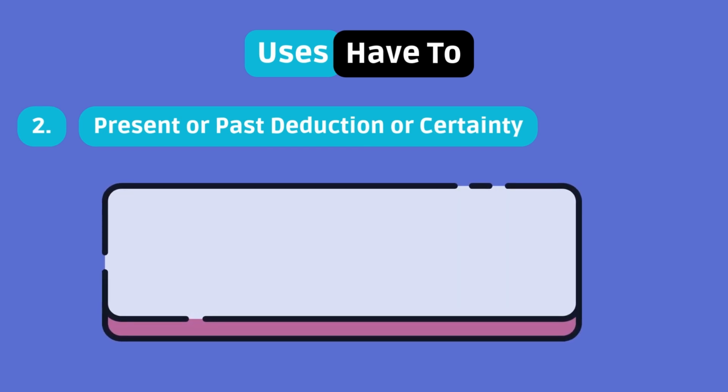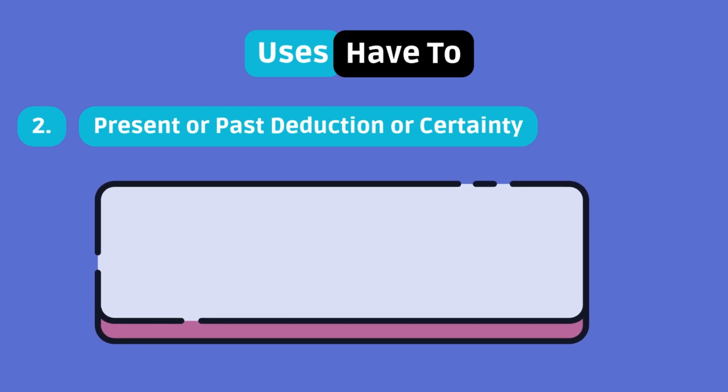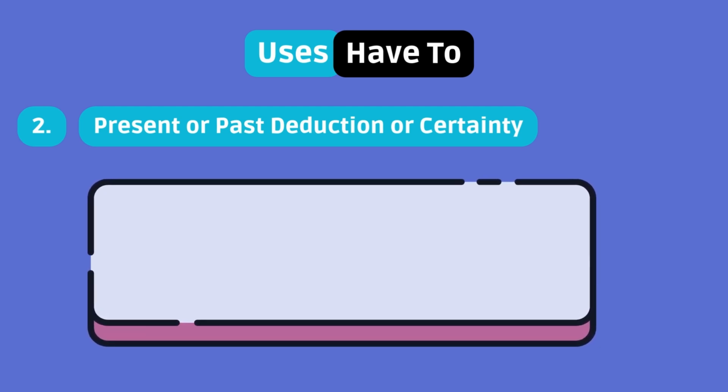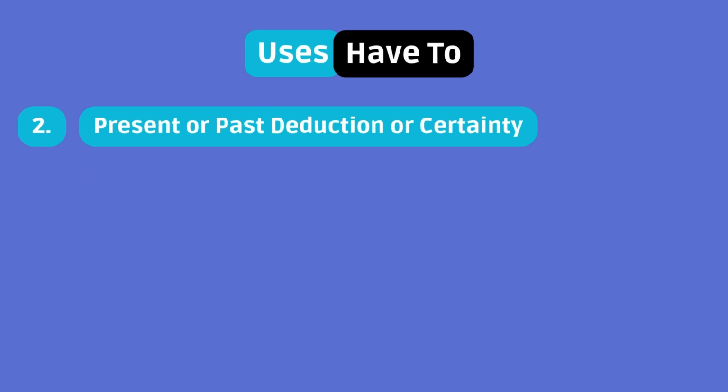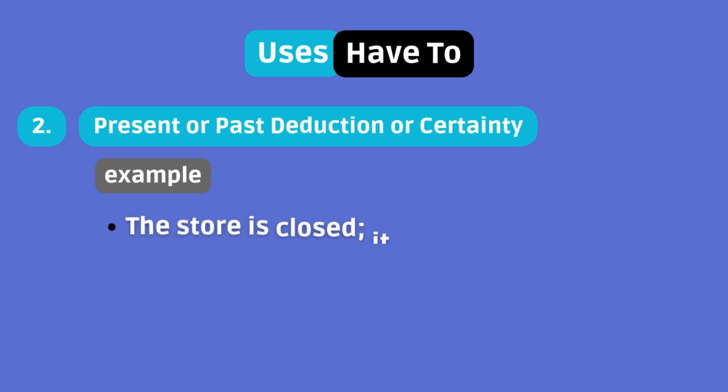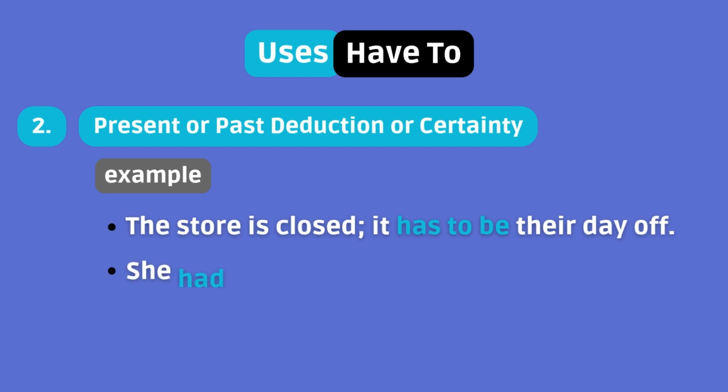Just like must, have to can be used to express a deduction or certainty, but with a greater emphasis on external factors. Example, the store is closed. It has to be their day off. Maybe not the greatest deduction, but still the observation of the closed store leads to an assumption about the store's working days. She had to know the answer. The speaker assumes she knew the answer and states it almost as a certainty.